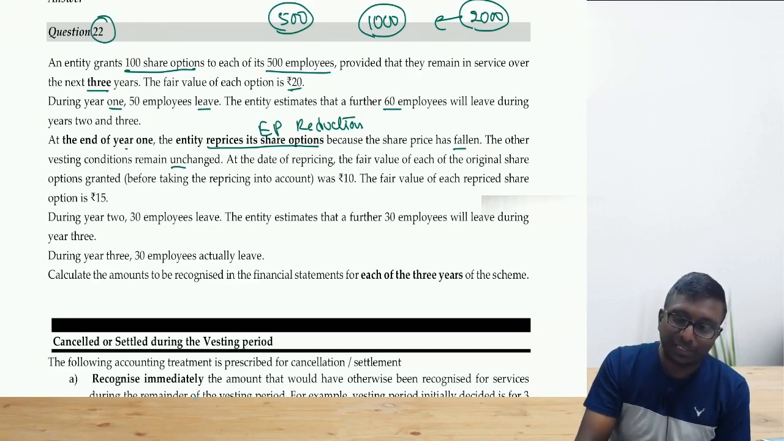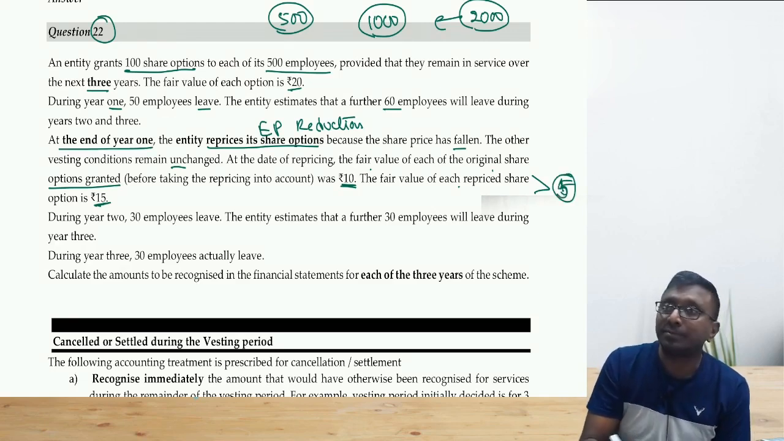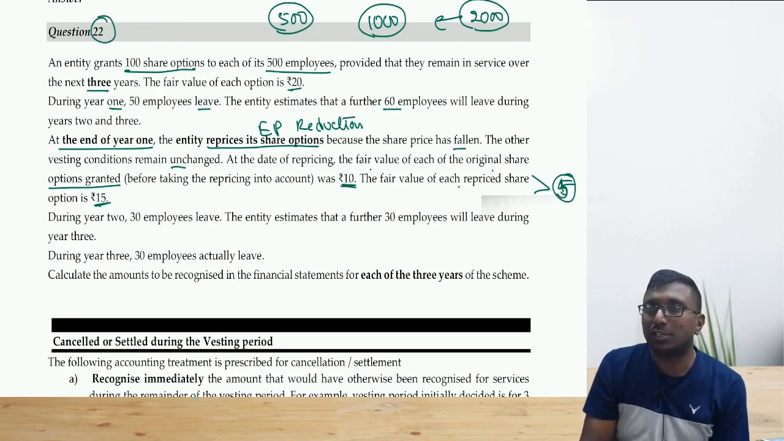At the date of repricing, the fair value of each original share option granted is equal to 10 rupees. The fair value of each repriced share option is equal to 15. That means the incremental value is equal to 5. When are you doing this? At the end of year 1. It doesn't matter. Will you charge it for the first year? Only for the 2 remaining years, the second year and third year, the charge will come, but not for the first year.